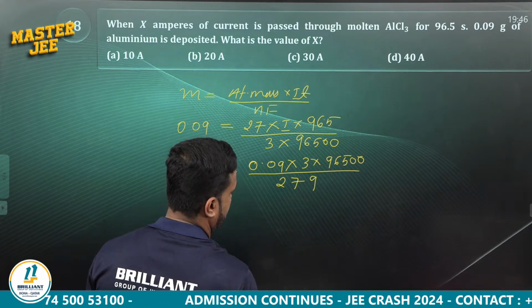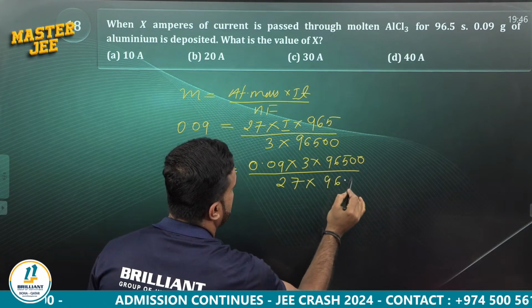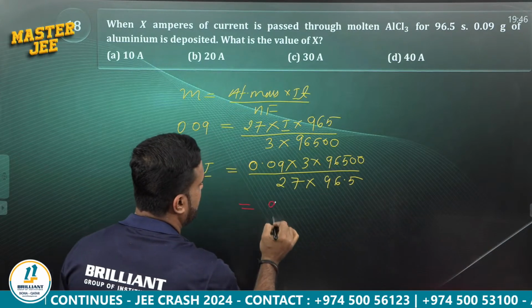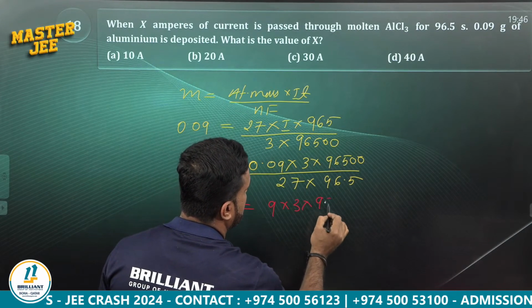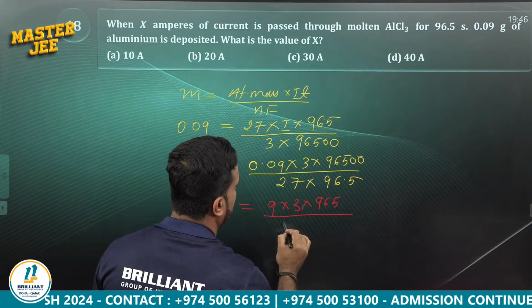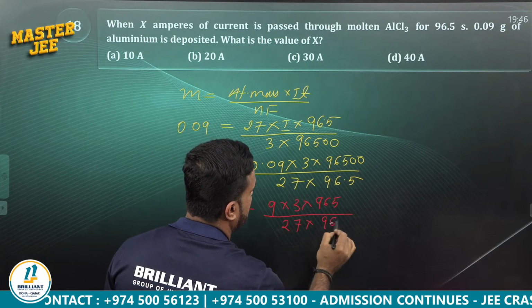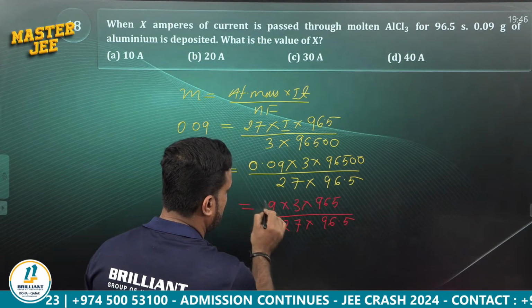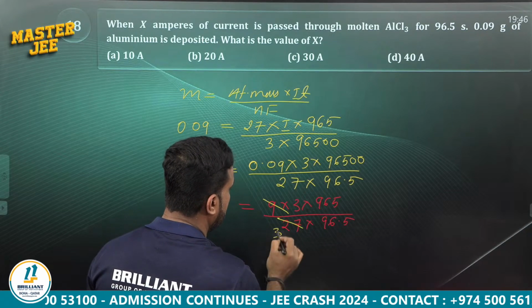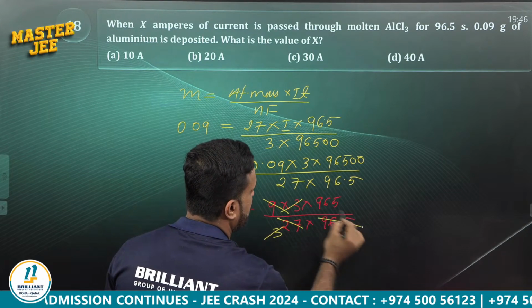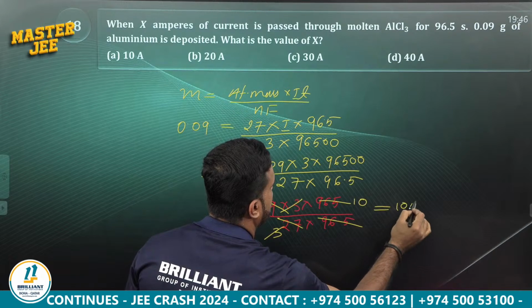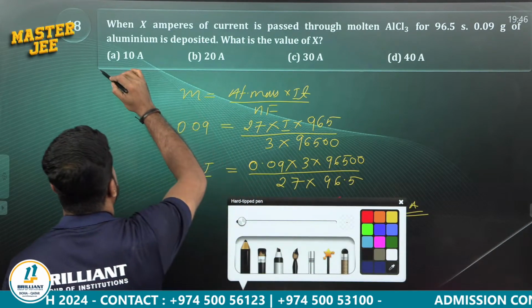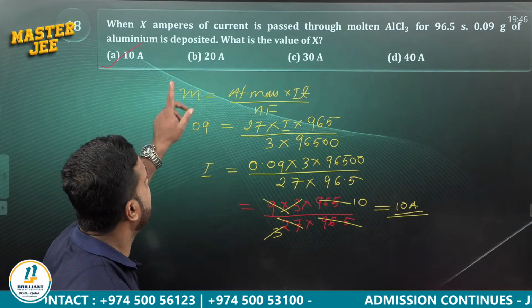Now we can take out I is equal to 0.09 into 3 into 96,500 divided by 27 into 96.5. We can cut the value over here, that is easy. So here it will be 9 into 3 into 965, divided by 27 into 96.5. Now we can cut the value. This 3 cancels, and this will be 10 over 10, that is 10 ampere. So the right answer is option A.